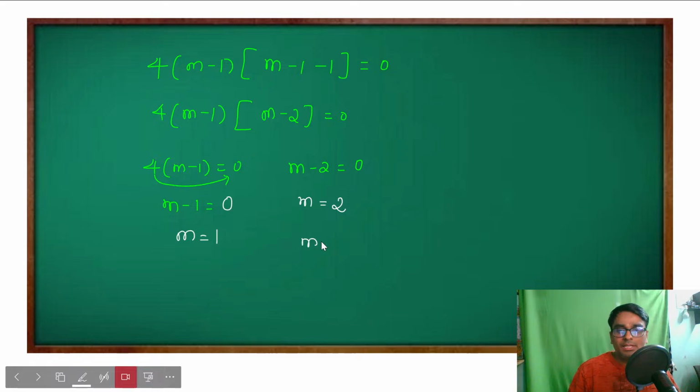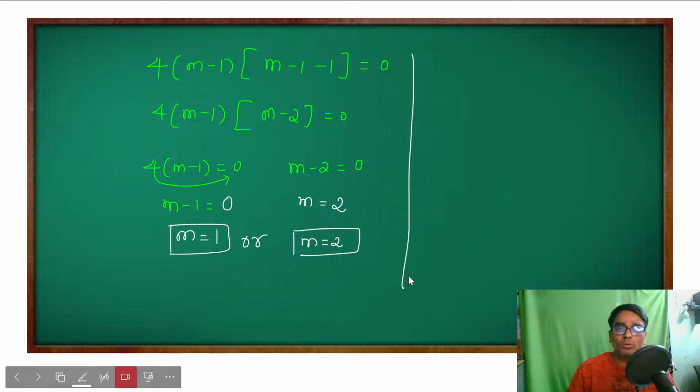M is equal to 2 should be the right answer, because we got two values, right? Or you can write m equal to 1 or m equal to 2. It's okay, no problem. So now m value should be equal to 2 or not, how to see that?